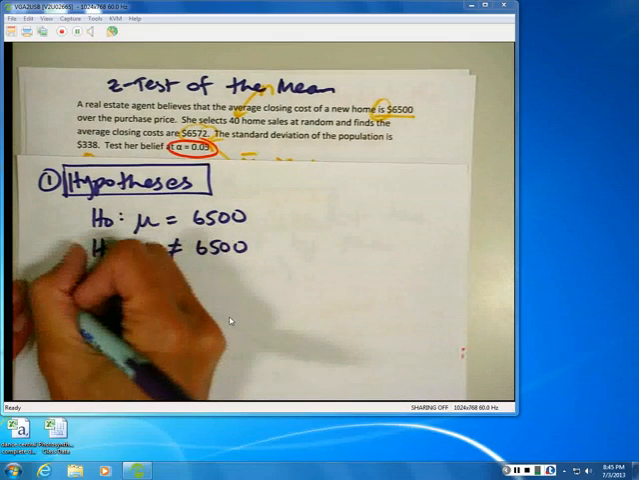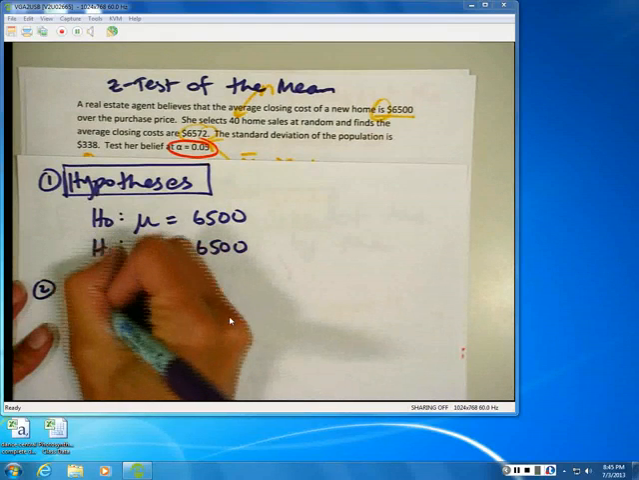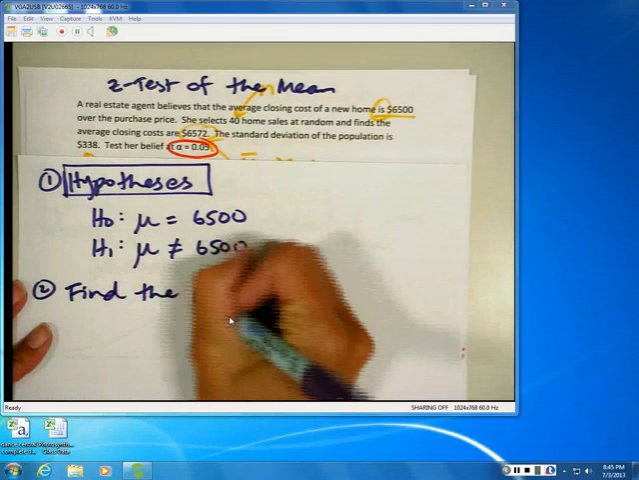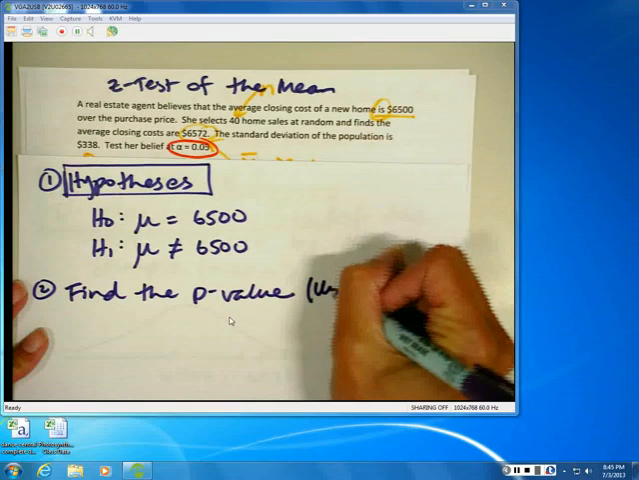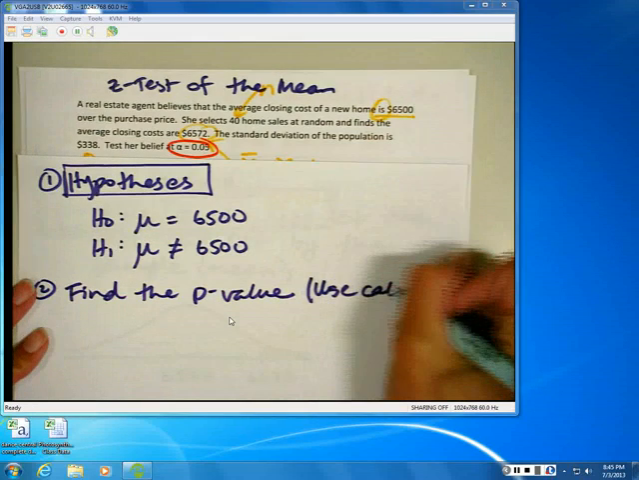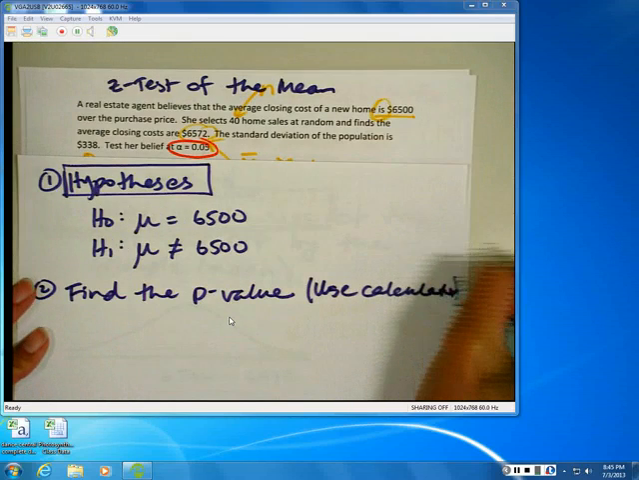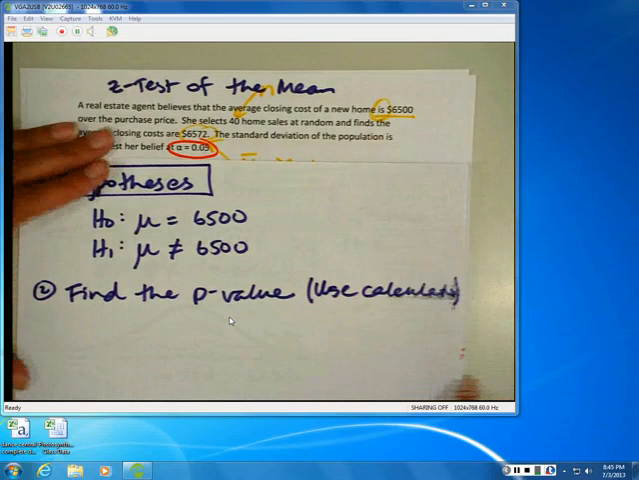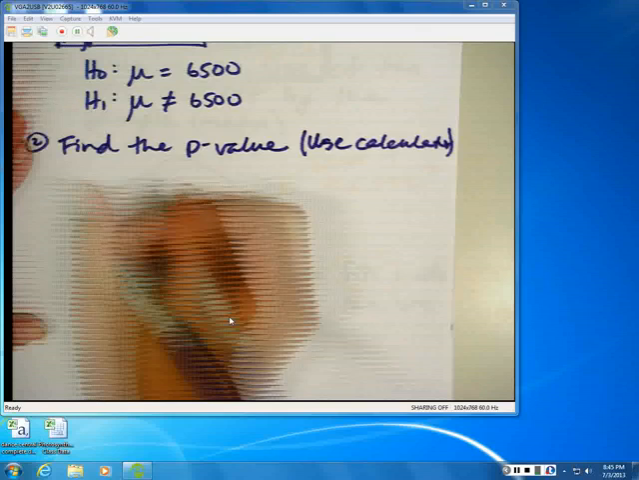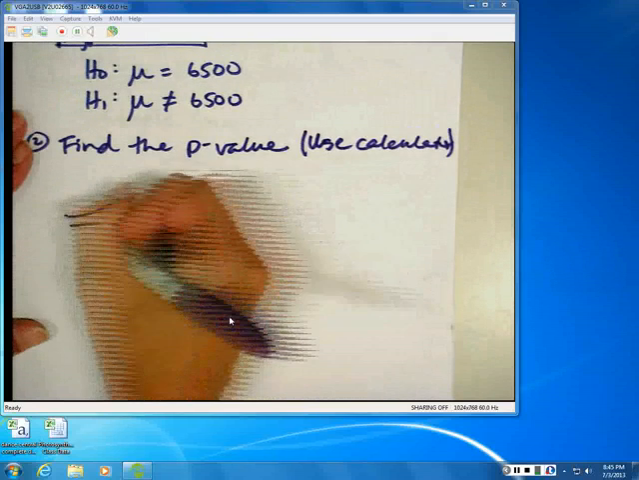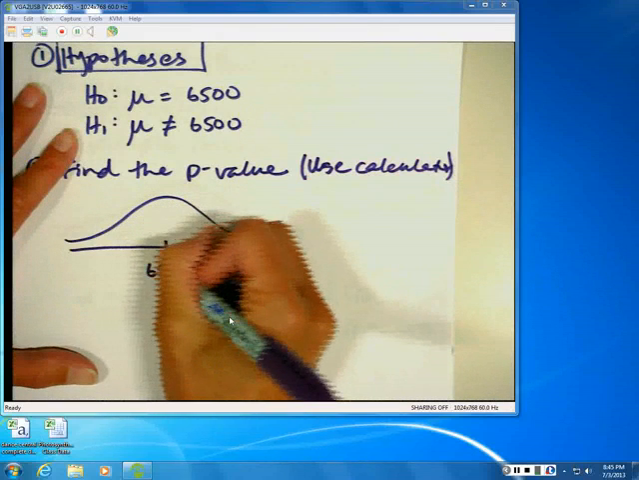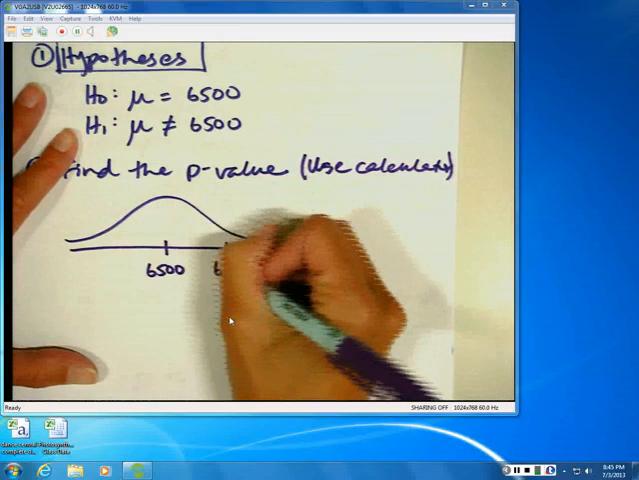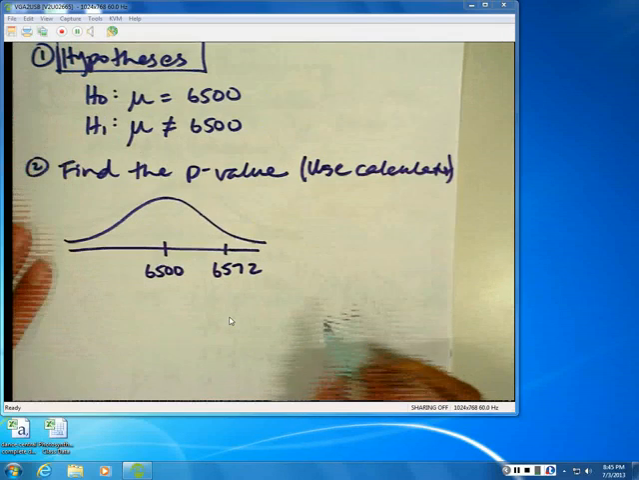Step number 2, find the p-value. We're going to use the calculator, which barely fit, which we like to do. I'm going to redraw that picture. The mean from the null hypothesis is always right in the middle. So this is 6,500. 6,572, I don't know how far away it is, but I'll just make something up.